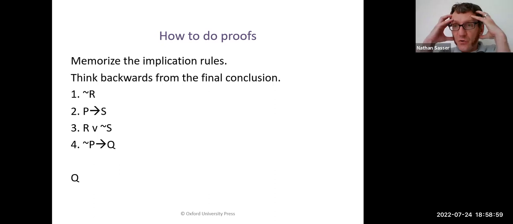Why? Because unless you know those rules and you have them in your head, you won't see the possibilities that are open to you. You've got pieces on the board, but you don't know where you can move. You've got to know in your head all the ways that you could move the pieces around this board. You've got to memorize them. Secondly, here's the big overall strategy. You're going to try to think backwards from the conclusion.